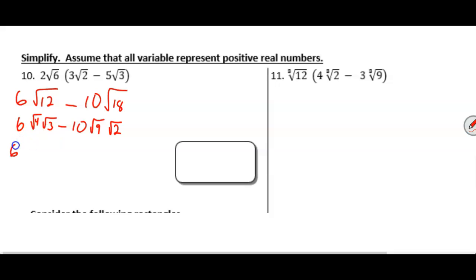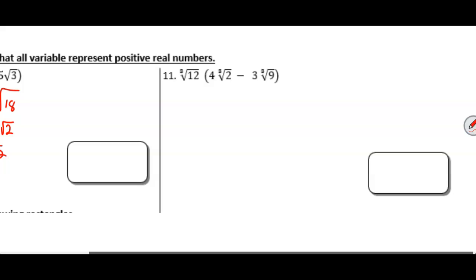Anyway, the square root of 4 is 2, and the square root of 9 is 3. So we have 12 radical 3 minus 30 radical 2. That would be our answer right there, our simplified version.